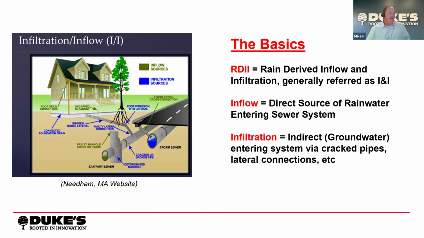The basics here, what we're talking about, it's RDII, or rain-derived inflow and infiltration, generally referred to as quote I&I, and then breaking that down further, there's both inflow and infiltration separately, where inflow generally refers to a direct source of rainwater entering the sewer system, and infiltration is an indirect, and for the most part, groundwater entering the sewer collection system via cracked pipes, lateral connections, cracks in manholes, infinite different possibilities there.